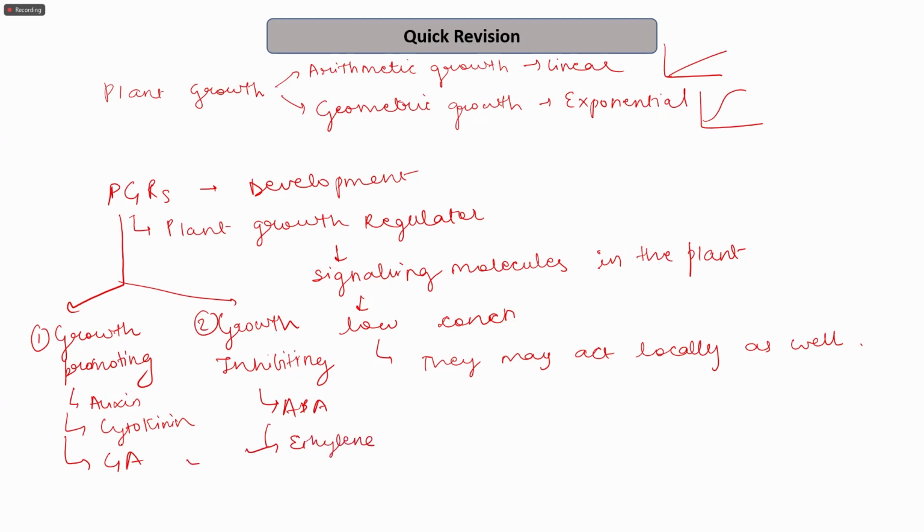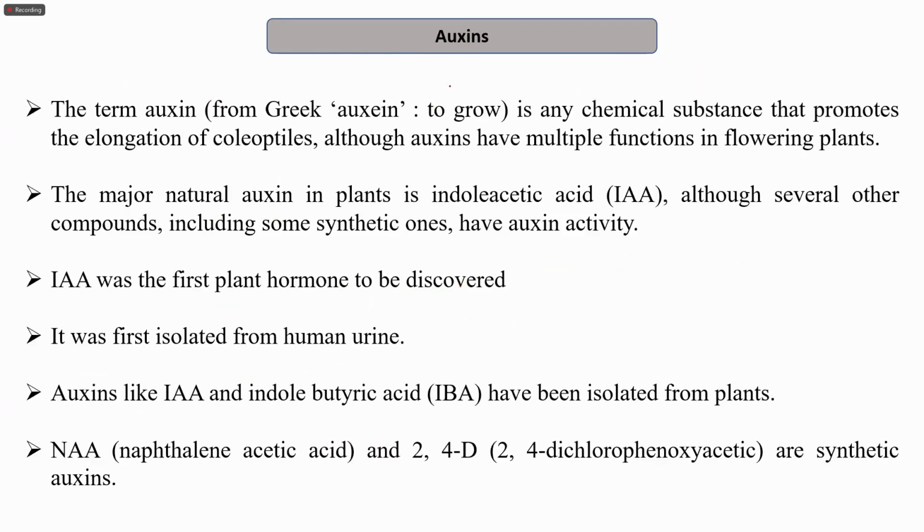categories. Also within these growth promoting and growth inhibiting, there are certain more plant growth regulators which have been identified. So we will learn about the major properties of these 5 plant growth regulators which are mentioned in NCERT, and we will also have a brief discussion on the new plant growth regulators which are identified. So firstly we will start with auxin.